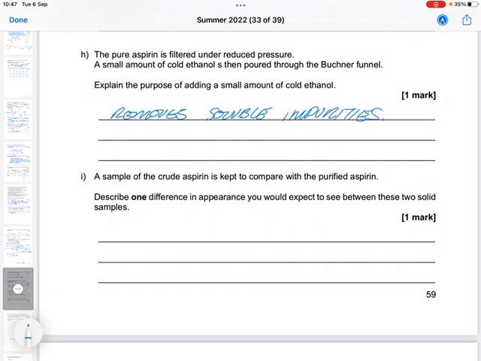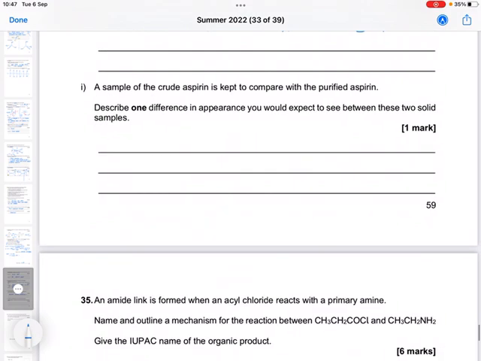And then final thing in here, a sample of the crude aspirin is kept to compare with the purified aspirin. Describe one difference in appearance that you would see between these 2 solids. So as it gets purer, it's probably whiter or lighter or less grey, but also the crystals will be larger, because as they get purer, you've got nothing interrupting that crystal structure as it is forming. Okay, so either of those would do there.